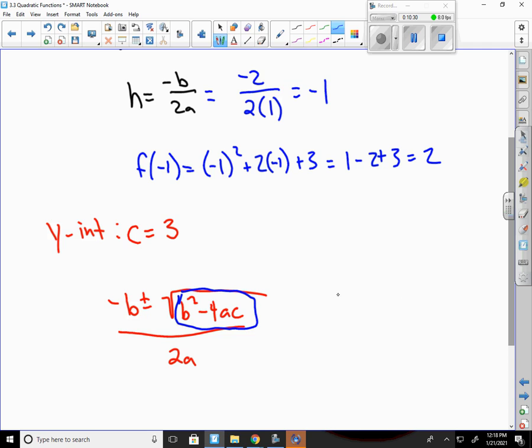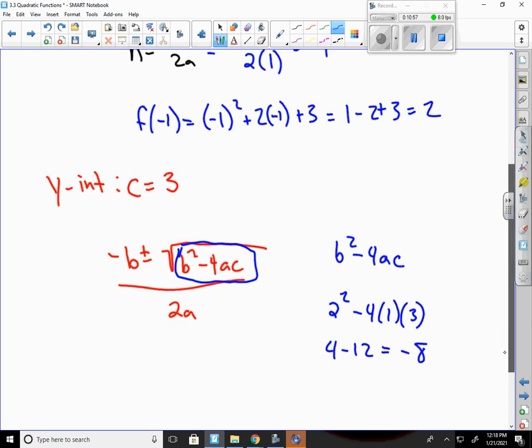So if I'm doing the b squared minus 4ac portion, b squared is 2 squared minus 4 times 1 times 3. It gives me 4 minus 12, which is negative 8. Can I take the square root of a negative number? No. It would give me an imaginary root, so there are no x-intercepts.